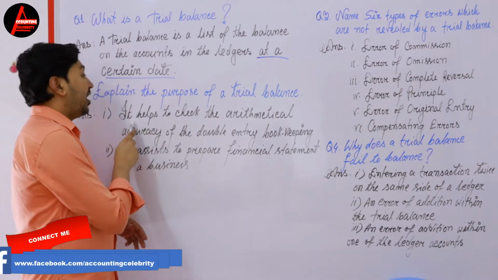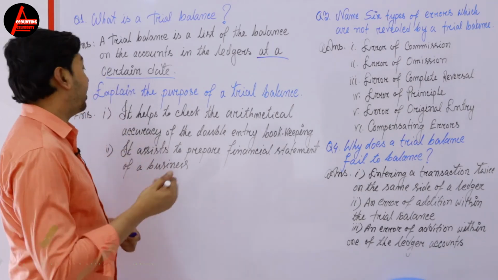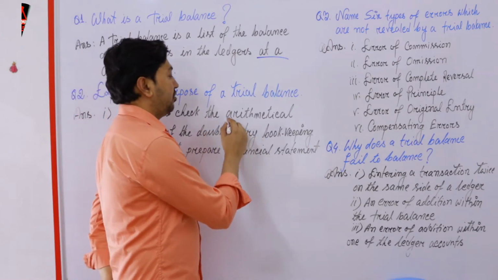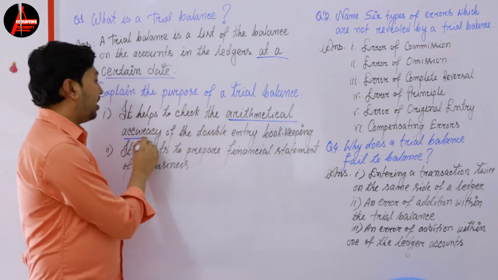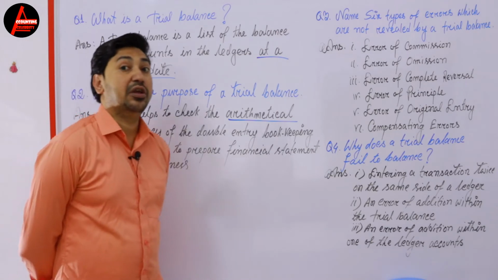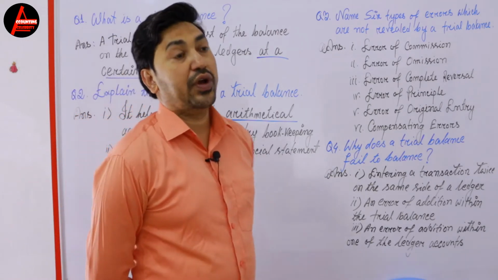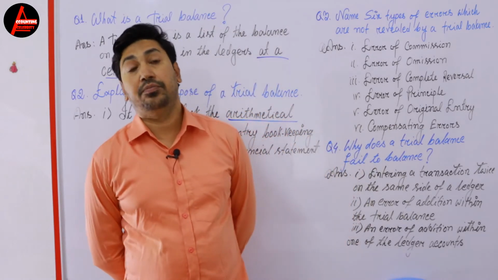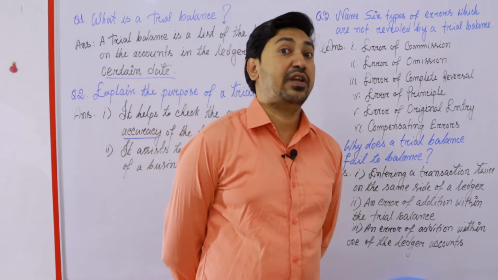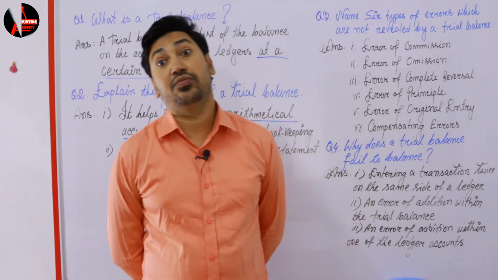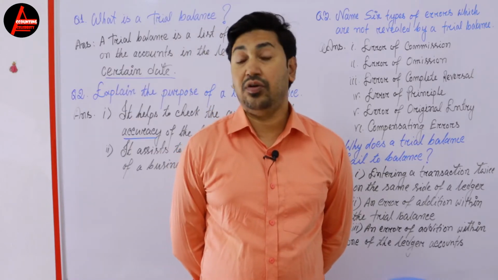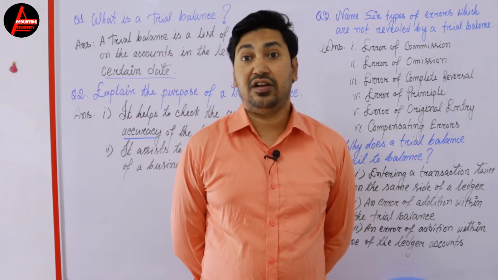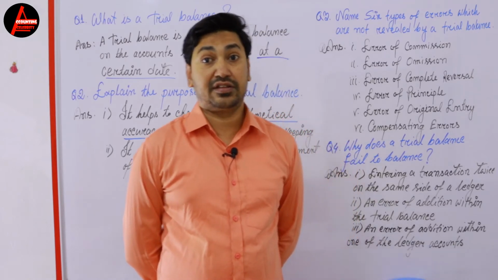Okay, so it helps to check the arithmetical accuracy. Check the arithmetical accuracy of the double entry bookkeeping. So when your trial balance is balanced, it means that before preparing trial balance, whatever accounts you prepared, those have no calculation mistake or arithmetical mistakes.